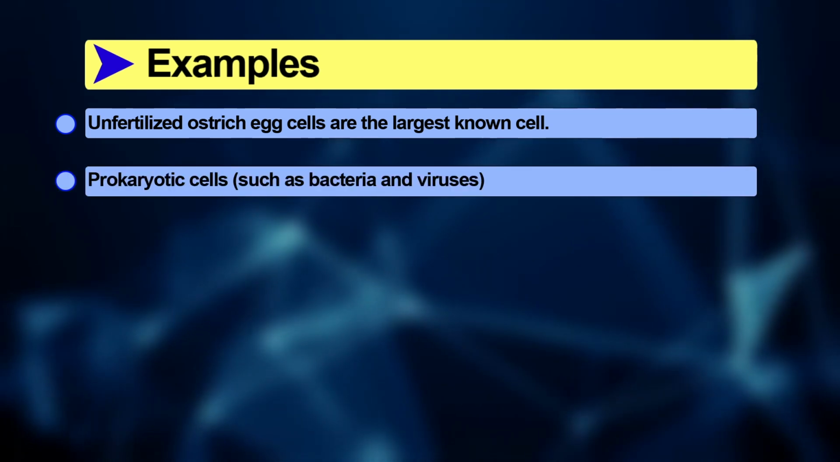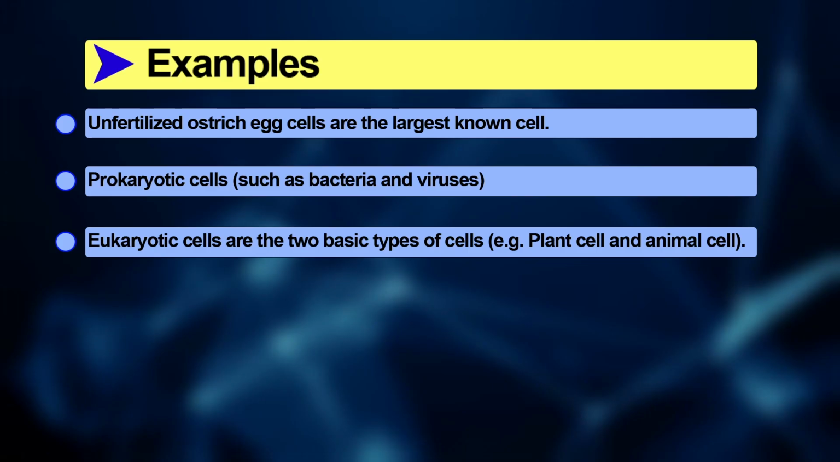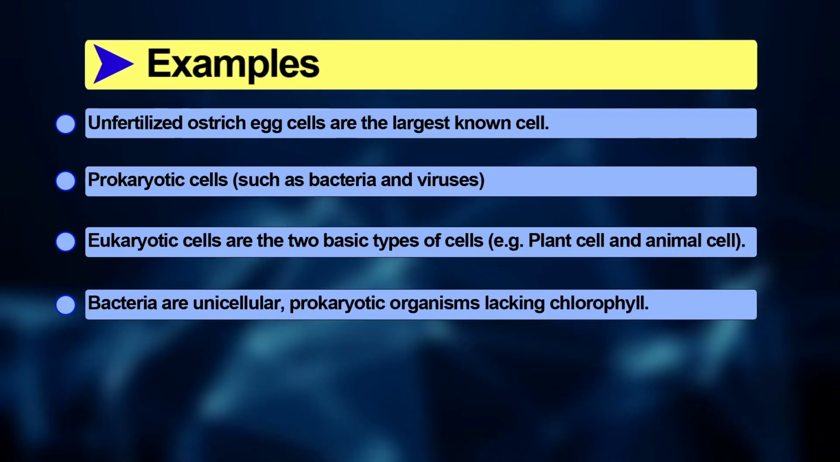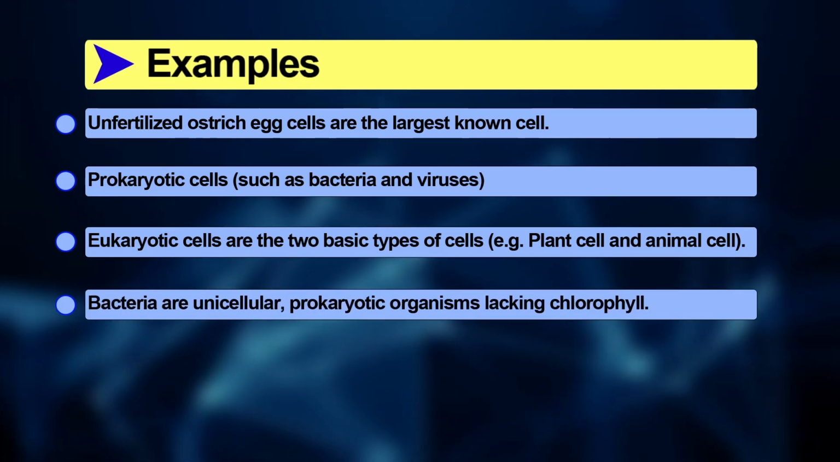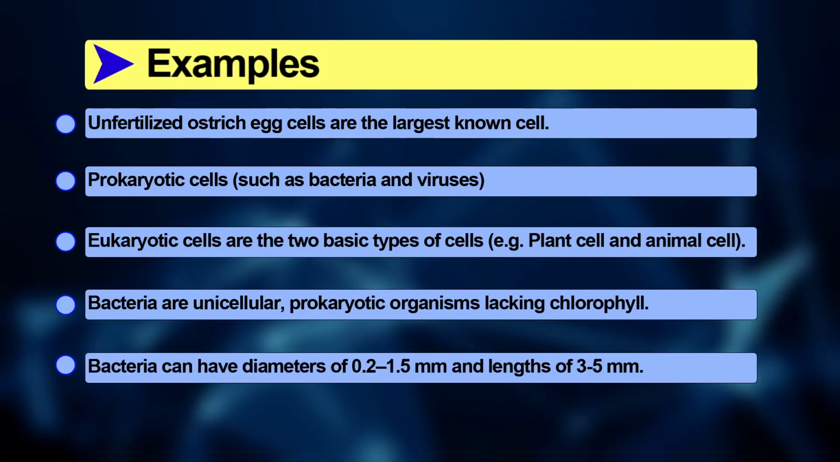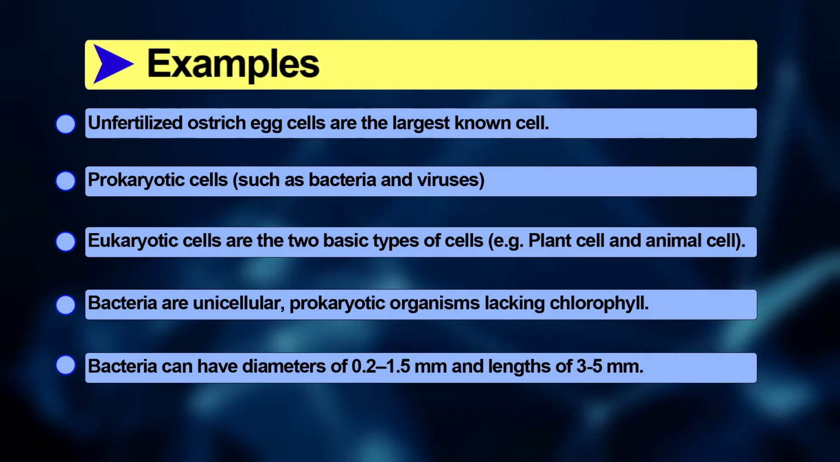Prokaryotic cells such as bacteria, and eukaryotic cells such as plant cells and animal cells, are the two basic types of cells. Bacteria are unicellular, prokaryotic organisms lacking chlorophyll. Bacteria can have a diameter of 0.2 to 1.5 micrometers and a length of 3 to 5 micrometers.